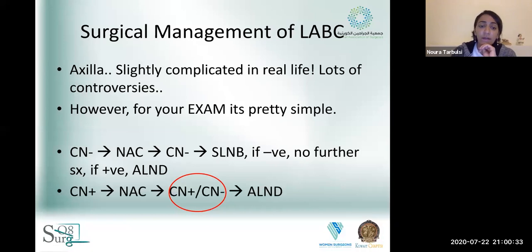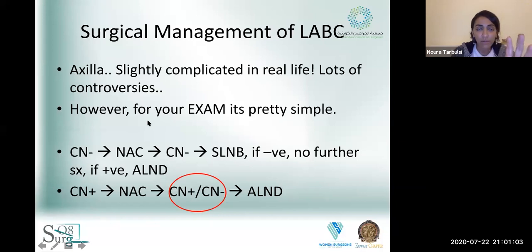The other scenario, you have a patient who is clinically node positive, got neoadjuvant chemotherapy, and then either they remained node positive after chemo or they got converted to node negative. The answer for the exam is axillary lymph node dissection. It's a fair and safe answer, but we're going to talk a little bit about the controversies in this.